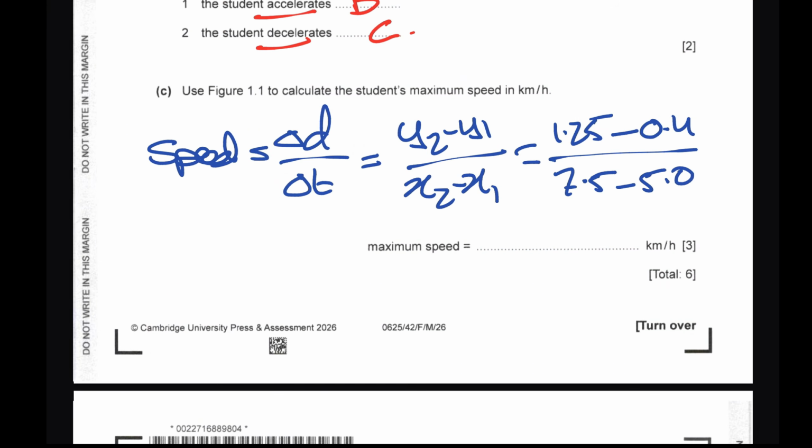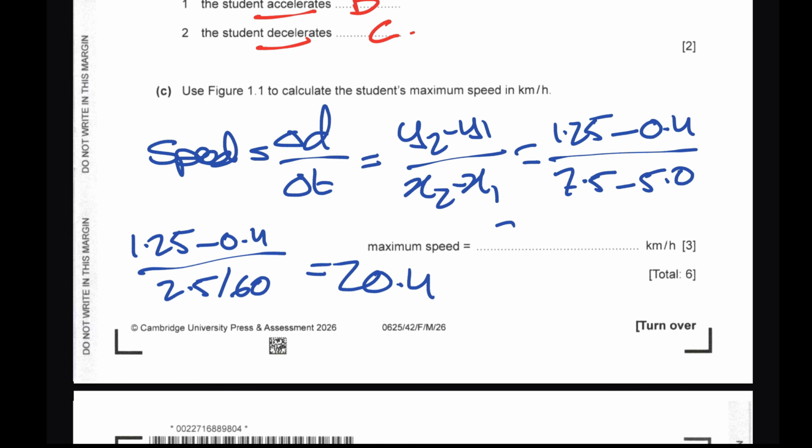So if we convert that into hours, how much does it come to? 7.5 minus 5.0, that's the number of minutes. So we do a quick calculation: 1.25 minus 0.4 divided by 7.5 minus 5, which is 2.5 minutes. So 2.5 divided by 60. We're basically converting it from minutes into hours. That gives you a speed of 20.4 kilometers per hour. So that's how you solve this. That's your method of solving this.